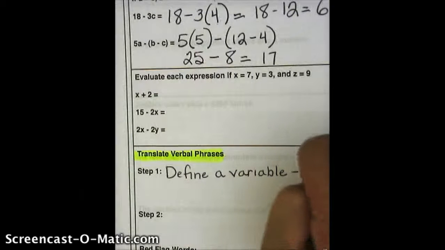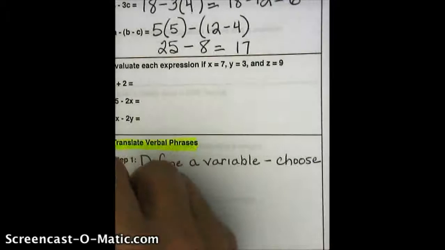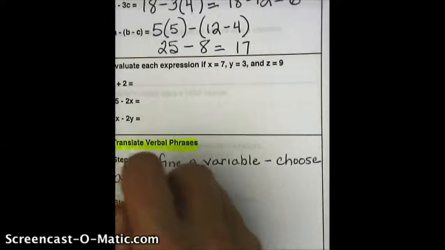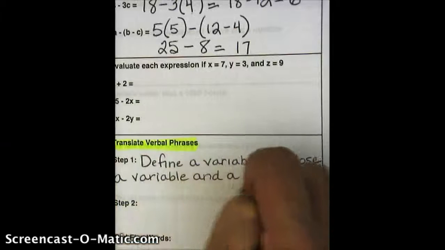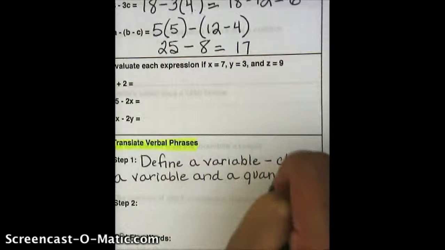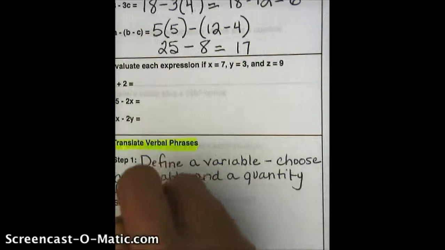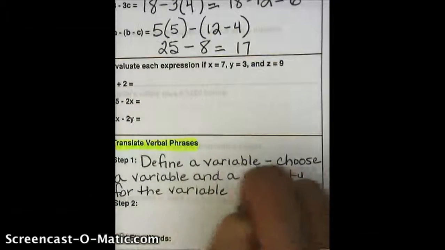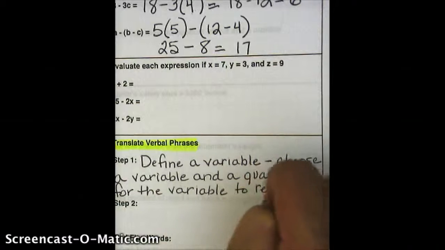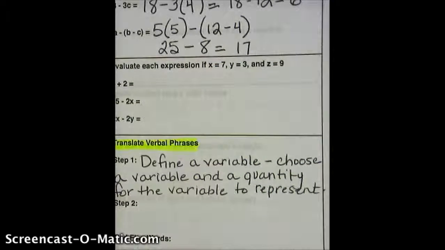And this just means that we're going to choose a variable and a quantity for the variable to represent. And I'll show you this in just a second with our examples. So that's step 1.